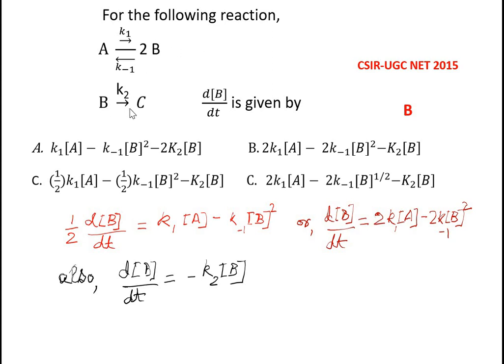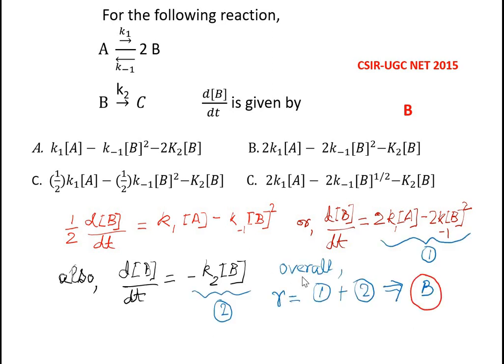Again B is involved in the second equation. So here dB/dt is given by minus k2 into B, because B is a reactant, so the minus sign is here. So overall for dB/dt you have to add this 1 and 2. So you get option B to be the right answer.